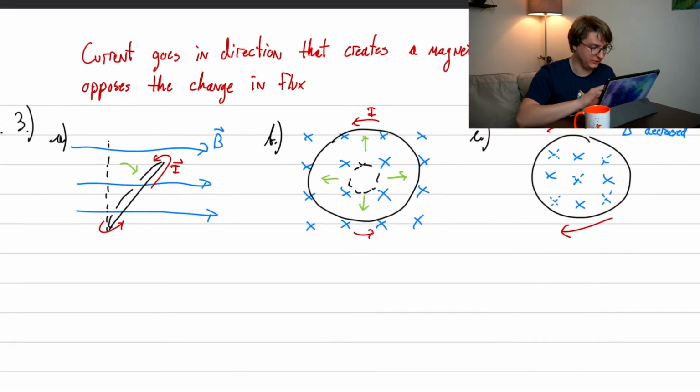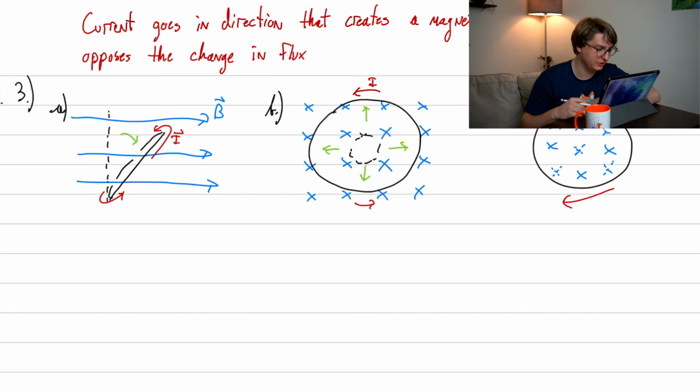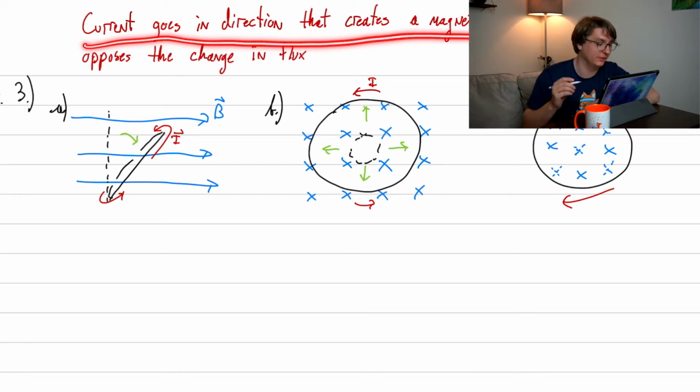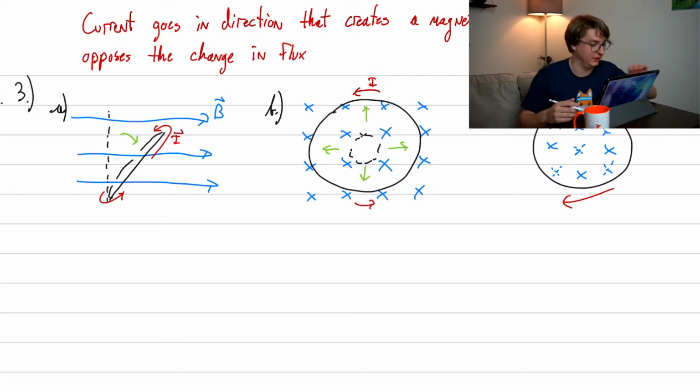So let's start talking about how you actually determine the direction of the current. Now, it's not simple. There are a lot of different ways you can change the magnetic flux, but the key principle is that current goes in the direction that creates a magnetic field that opposes the change in flux. So when you change the magnetic flux through a loop, it doesn't like that change. It actually wants to oppose that change.